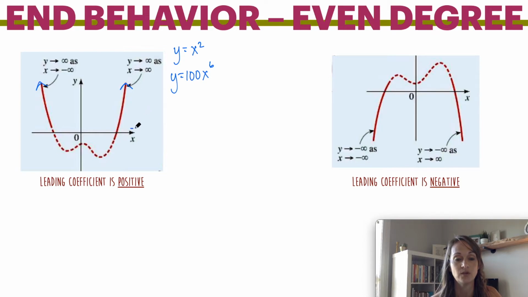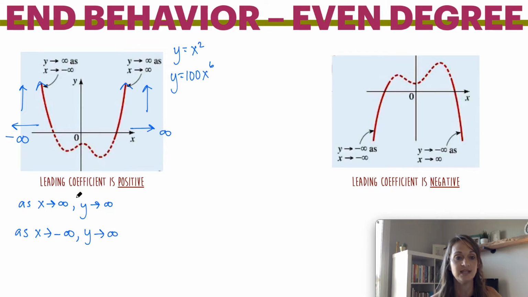They're going up. So as x is approaching infinity, y is approaching infinity. As x approaches negative infinity, as it goes left, y is still doing the same thing as the other side. As x approaches negative infinity, y still approaches infinity. No matter what, going left or right, y is still going up.